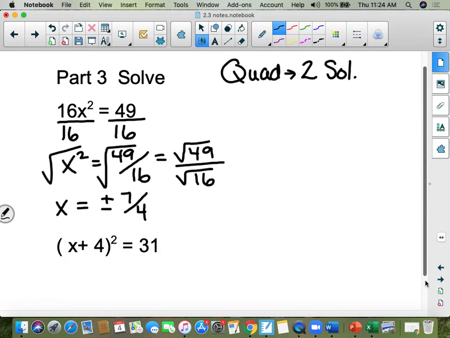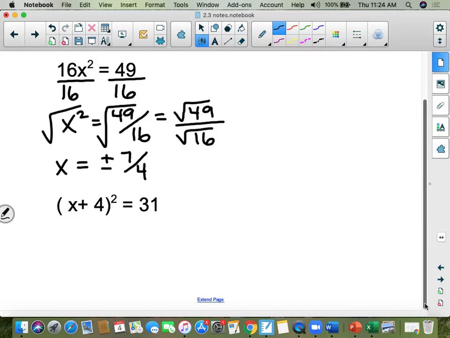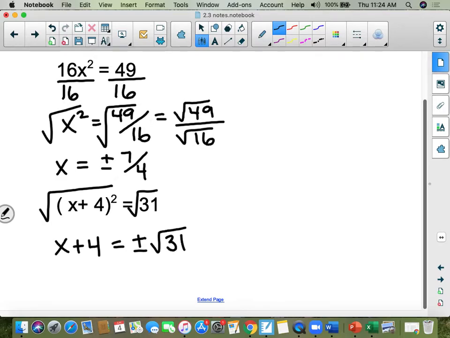Same thing with this one. You don't need to factor it. Some of you are going to try to multiply this out, bring the 31 over. No, you just have to square root both sides. That's the quicker way. What's the square root of x plus 4 squared? Just x plus 4, which is equal to plus or minus the square root of 31. And then all you're going to do is subtract 4 from both sides. A negative 4 plus or minus the square root of 31. And that's how you solve the second one.